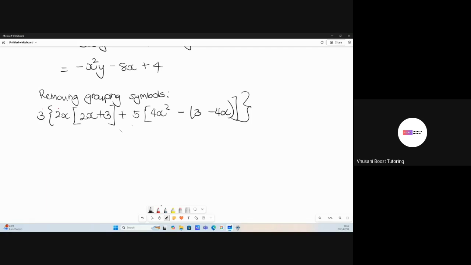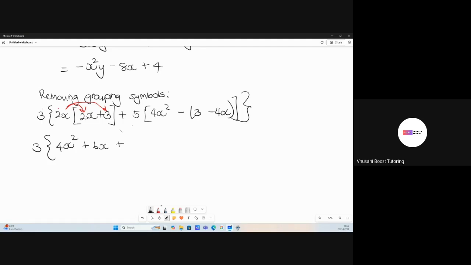So let's start off. We have 3, let's leave it on the outside, multiplied by this 2x. I'm going to multiply it inside that bracket, and we have to multiply it into both terms. So we have 4x squared, and the 2x multiplied by the 3 will give us a positive 6x, right? Plus the 5 multiplied by 4x squared.